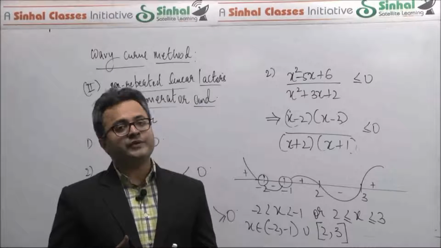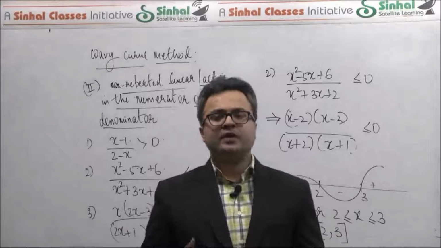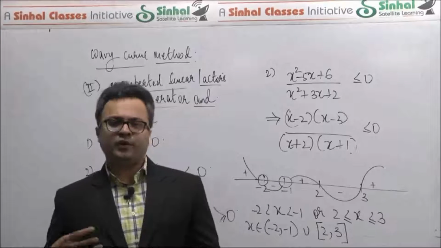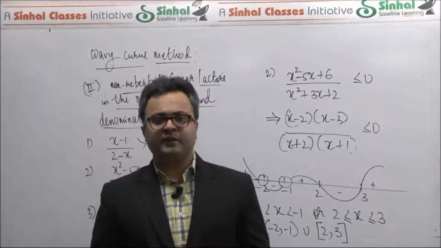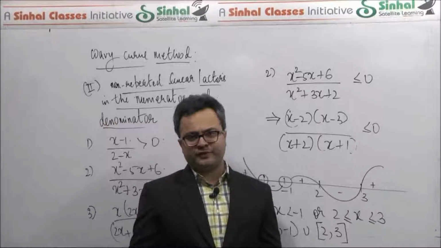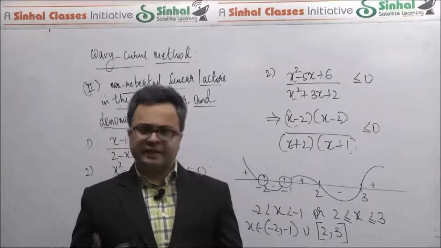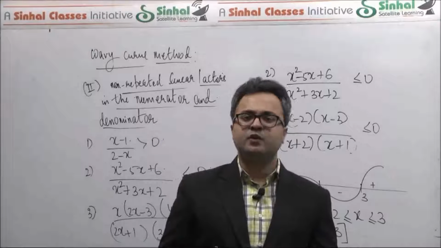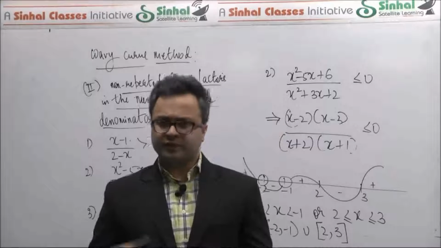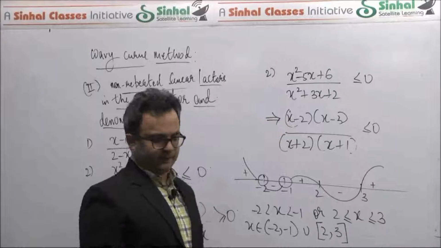As far as critical points corresponding to the numerator are concerned, when will you include them in the final solution set? Only if it's a greater than equal to 0 or less than equal to 0 form, right? If it's a greater than equal to 0 or less than equal to 0 form, you will include the points from the numerator, but obviously not from the denominator. And if it's a strictly greater than 0 or strictly less than 0 form, you will not include points from the numerator as well as not include points from the denominator.